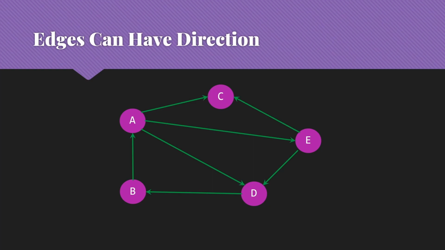Edges can have direction. So in this graph, I can get from A to C, but not from C to A. I can get from E to D, but not directly from D to E. Though I could get there by going from D to B to A to E.